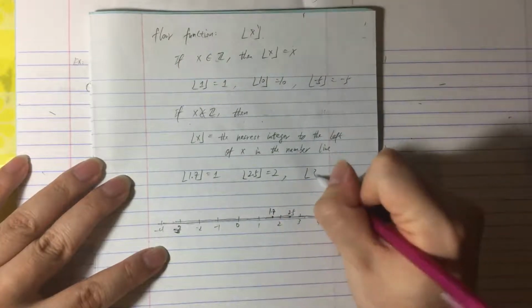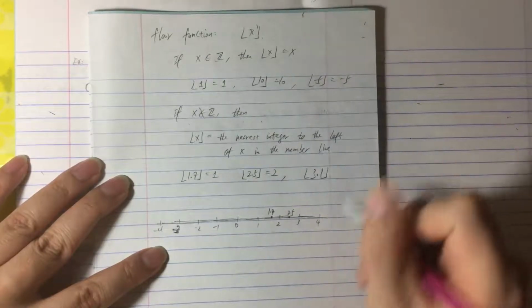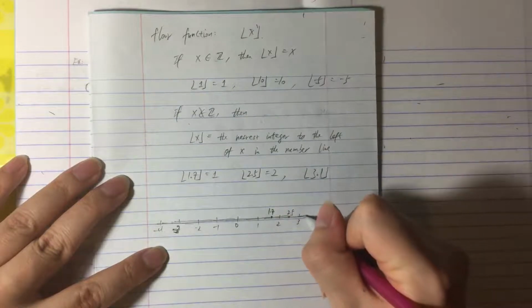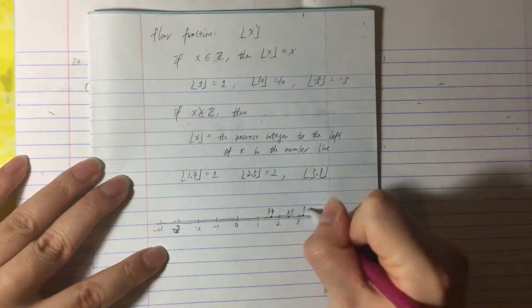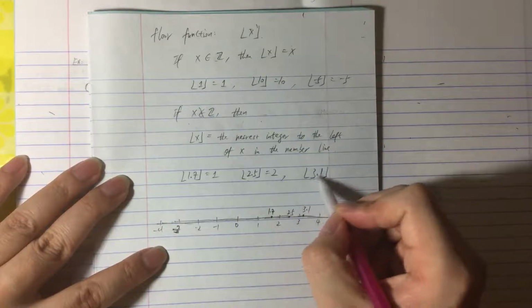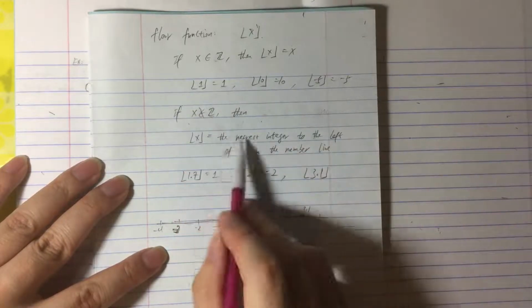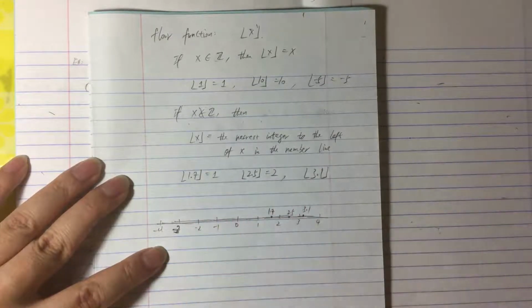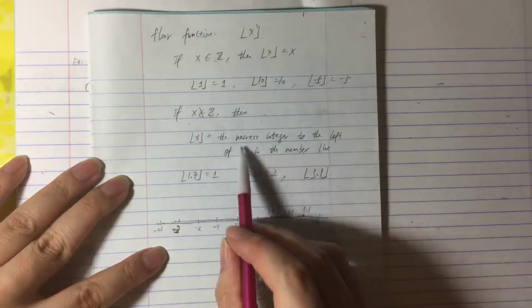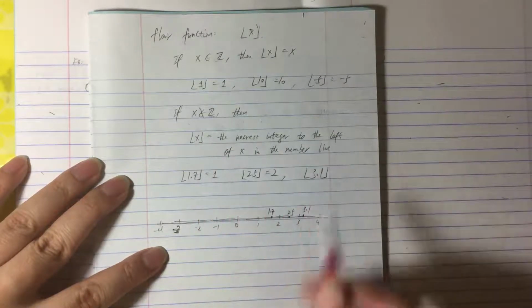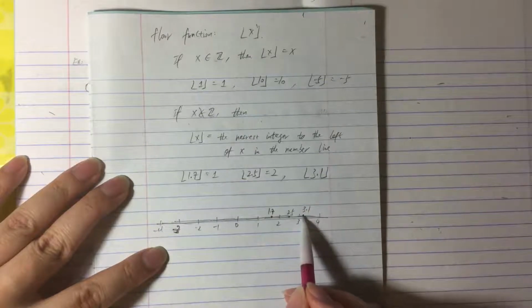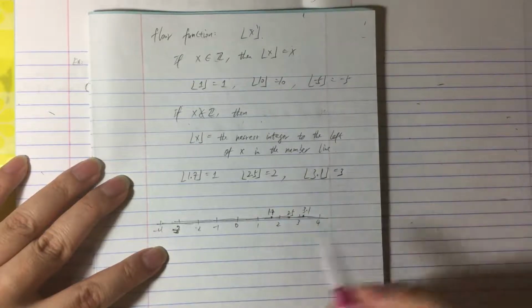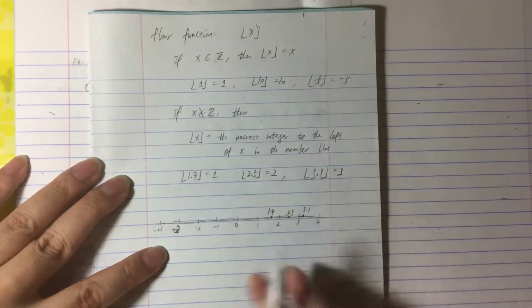How about floor function of 3.1? 3.1 is somewhere here. When we take floor function, 3.1 is not an integer, so we use this rule here. Floor function of 3.1 is the nearest integer to the left of x in the number line. Nearest whole number to the left is number 3.